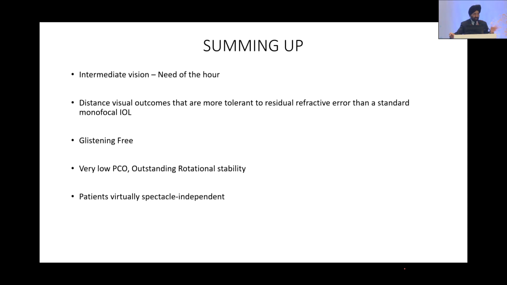It has been a glistening-free lens. There is nothing wrong with the material. The material is great, low PCO rate, and specifically when you're coming to the toric version of it, it has outstanding rotational stability, and lifestyle wise, patients are virtually spectacle independent.